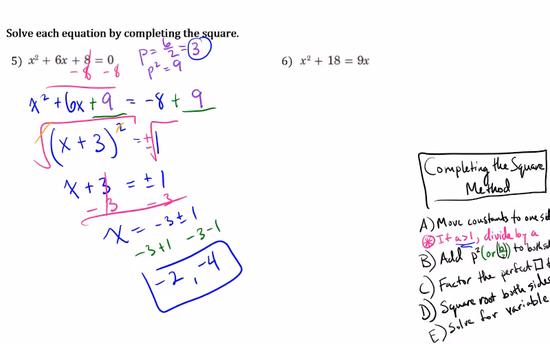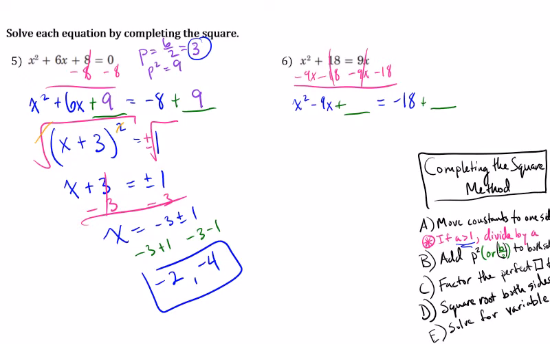All right, let's try number 6. Here I have my x on the right, so I want to move it over here, and I want to get the 18 over here. I'm going to take away 18 from both sides, and I'm also going to subtract 9x from both sides. Then we end up with x squared minus 9x, and I'm going to leave space to complete the square, equals negative 18. And we're going to leave space to balance it out.